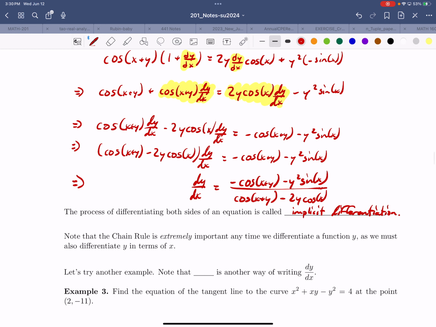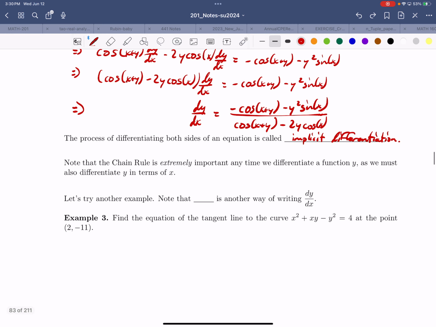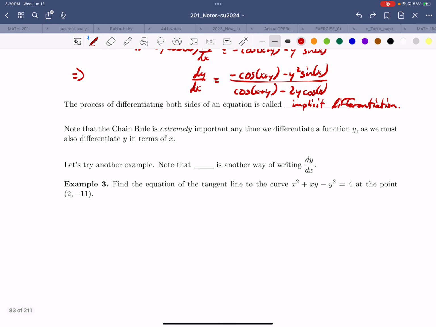Now note that the chain rule is extremely important because any time we compose y with a function, we have to also multiply by the derivative of y, which is dy over dx, for example with y squared. The derivative wasn't just 2y, it was 2y dy over dx. I'm going to continue to use dy over dx, but you might see in the textbook them use y prime. It's another way of writing dy over dx, just a heads up.